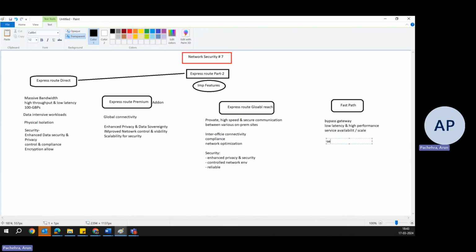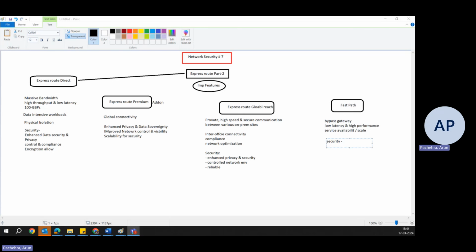What about the security? FastPath does not compromise on security. The traffic that bypasses the gateway is still subject to the security controls and policies defined in the virtual network, like NSGs or Azure Firewall, which can still inspect and filter traffic as needed. Encrypted connections: the underlying ExpressRoute connection remains encrypted, ensuring data in transit between the on-prem network and Azure is protected. It's not protected by default, but you have the option to do that, as we have explained many times.